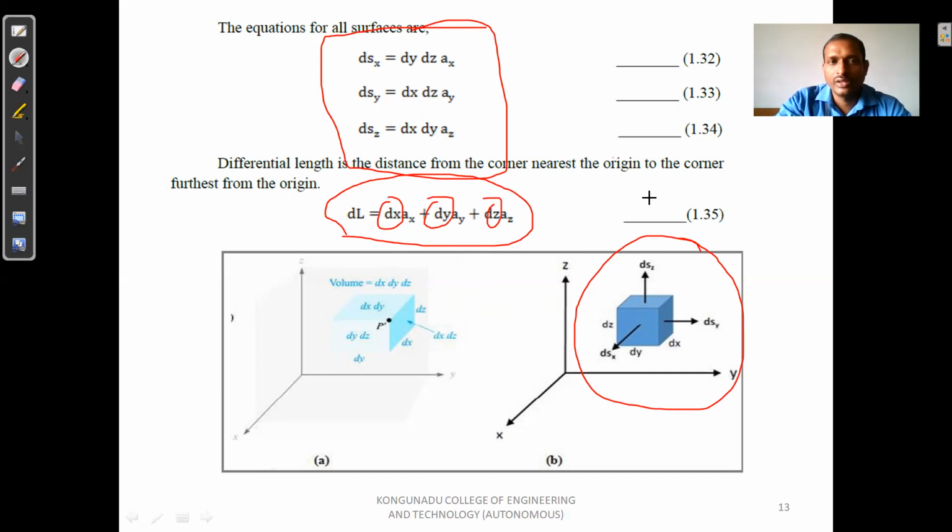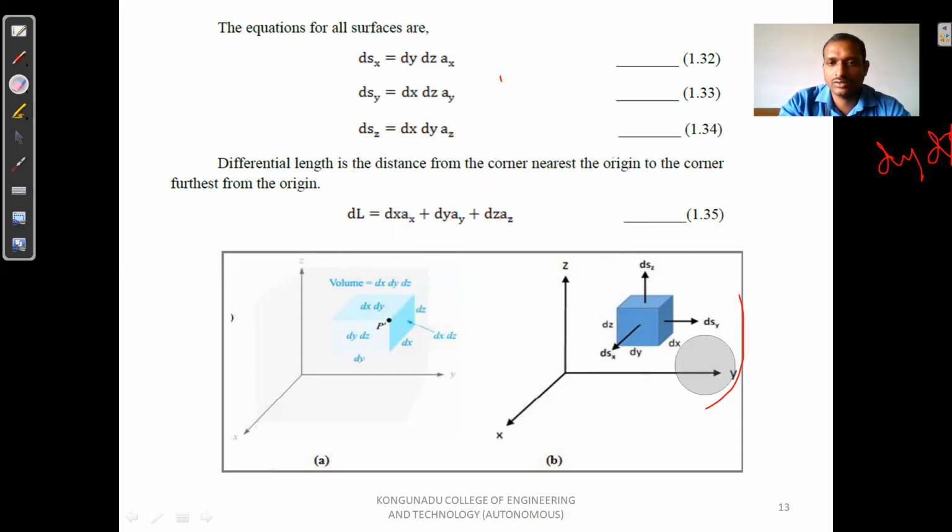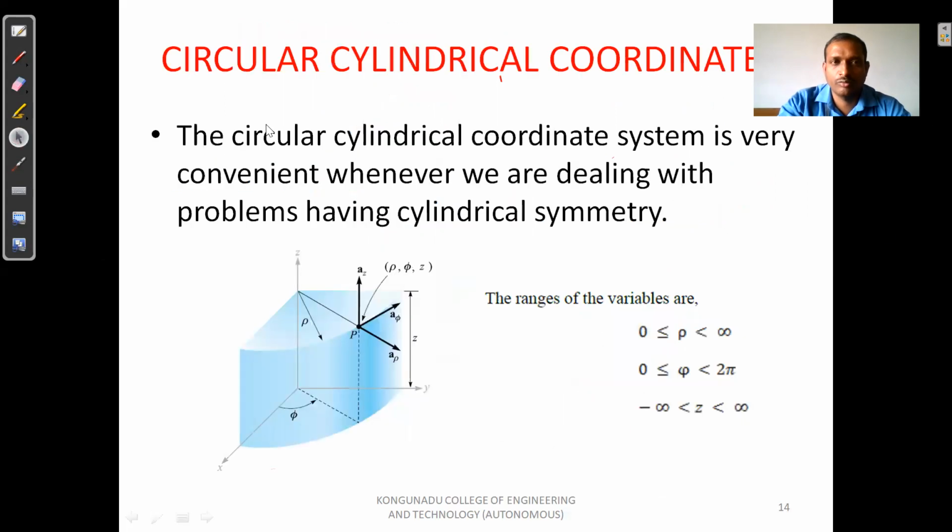Differential volume means dv is equal to dx into dy into dz. If you multiply the three sides of the rectangular box, we get the volume element dx dy dz. So this is the differential surface, differential volume, and differential length in the Cartesian or rectangular coordinate system. So next we are moving on to the cylindrical coordinate system.